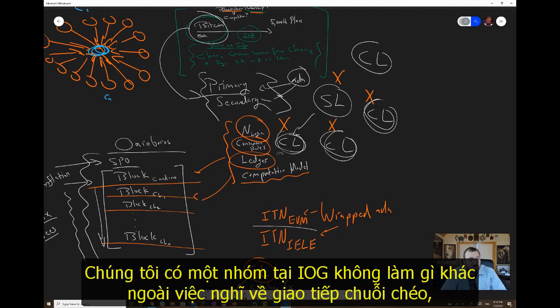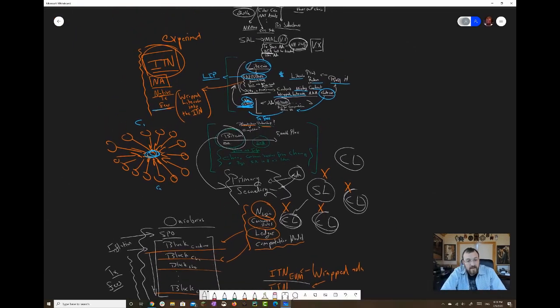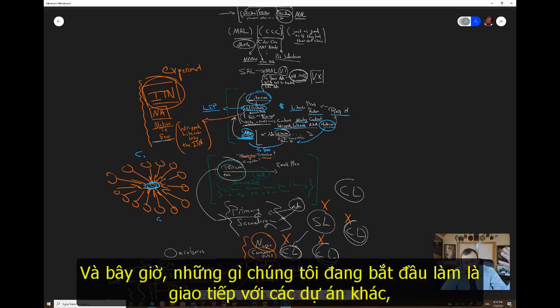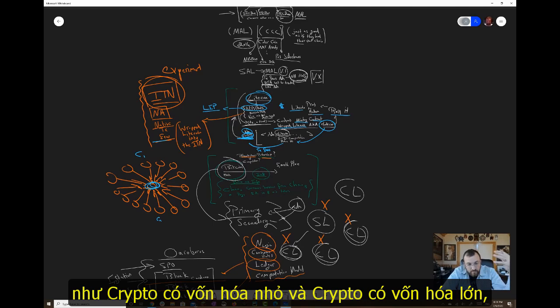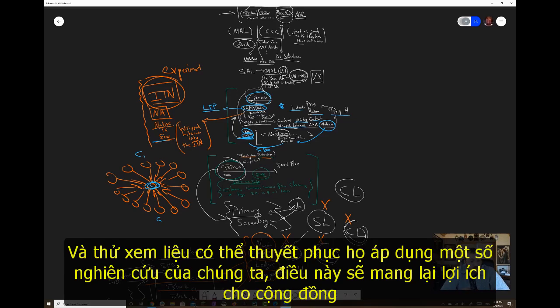So we have a whole team at IO Global that does nothing but think about cross-chain communication and think about sidechains and think about proof of burn and all kinds of different mechanisms to move things around. And now what we are starting to do is communicate with other projects, smaller cap cryptocurrencies and larger cap and older cryptocurrencies respectively, like Litecoin, for example. It's been around since 2011, a lot longer than Cardano, and see if we can convince them to start adopting some of the science that we've come up with, which will benefit their community.